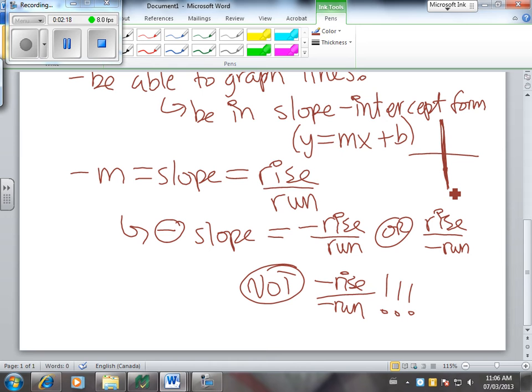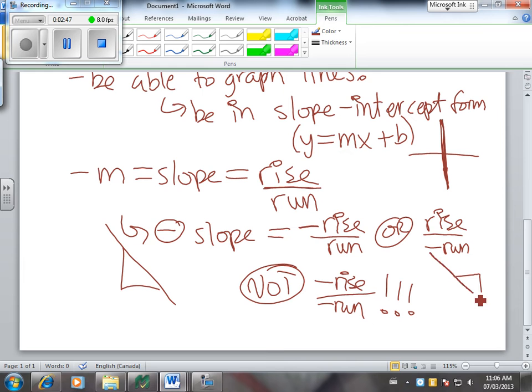Now m is slope. Slope is rise over run. If you have been having trouble finding the right slope, always write this, rise over run. Here's something else I've noticed quite a few students doing. If you have a negative slope, only one of the numbers is negative. So you can have negative rise, so you can go down and to the right, and so your line goes like this. Or you can have negative run, in which case you go up and to the left.